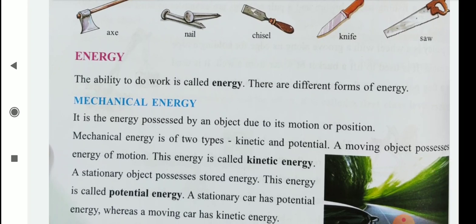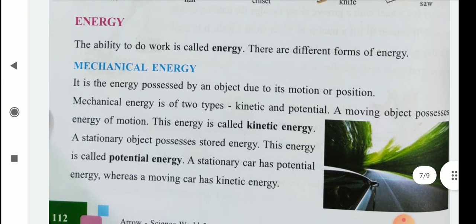First one is mechanical energy. It is the energy possessed by an object due to its motion or position. Mechanical energy is of two types, kinetic and potential. A moving object possesses energy of motion. This energy is called kinetic energy. A stationary object possesses stored energy. This energy is called potential energy. A stationary car has potential energy, whereas a moving car has kinetic energy.